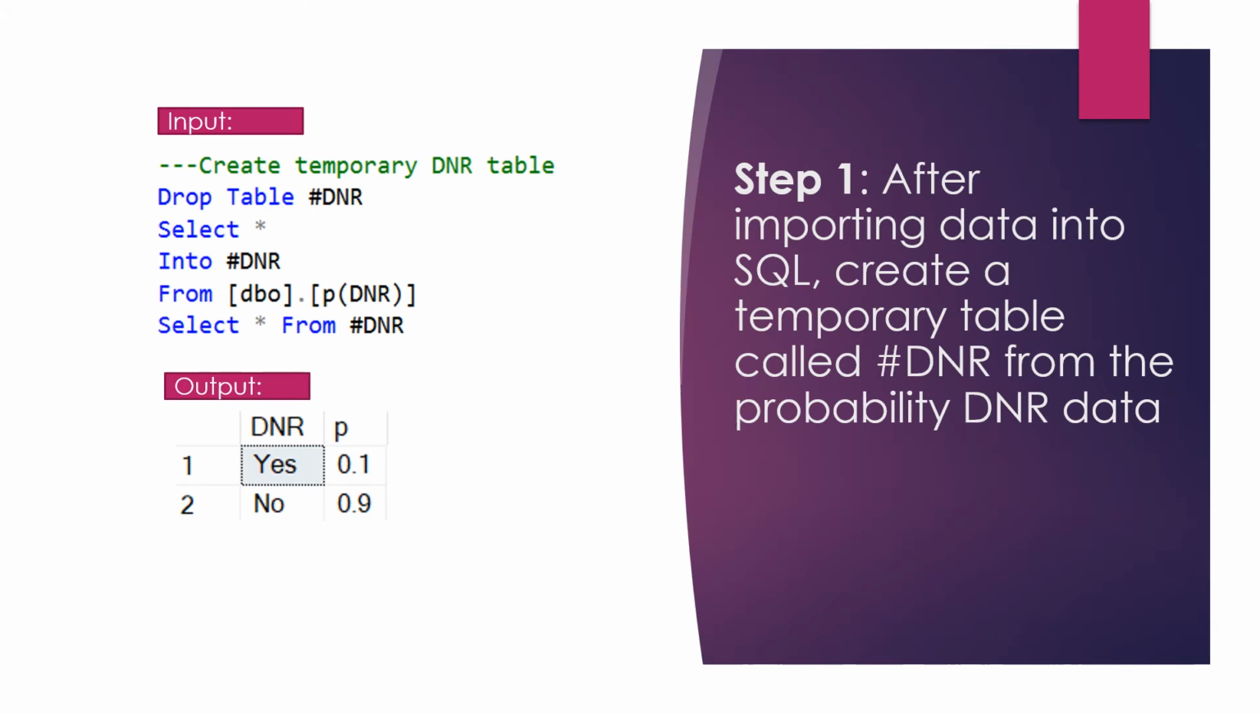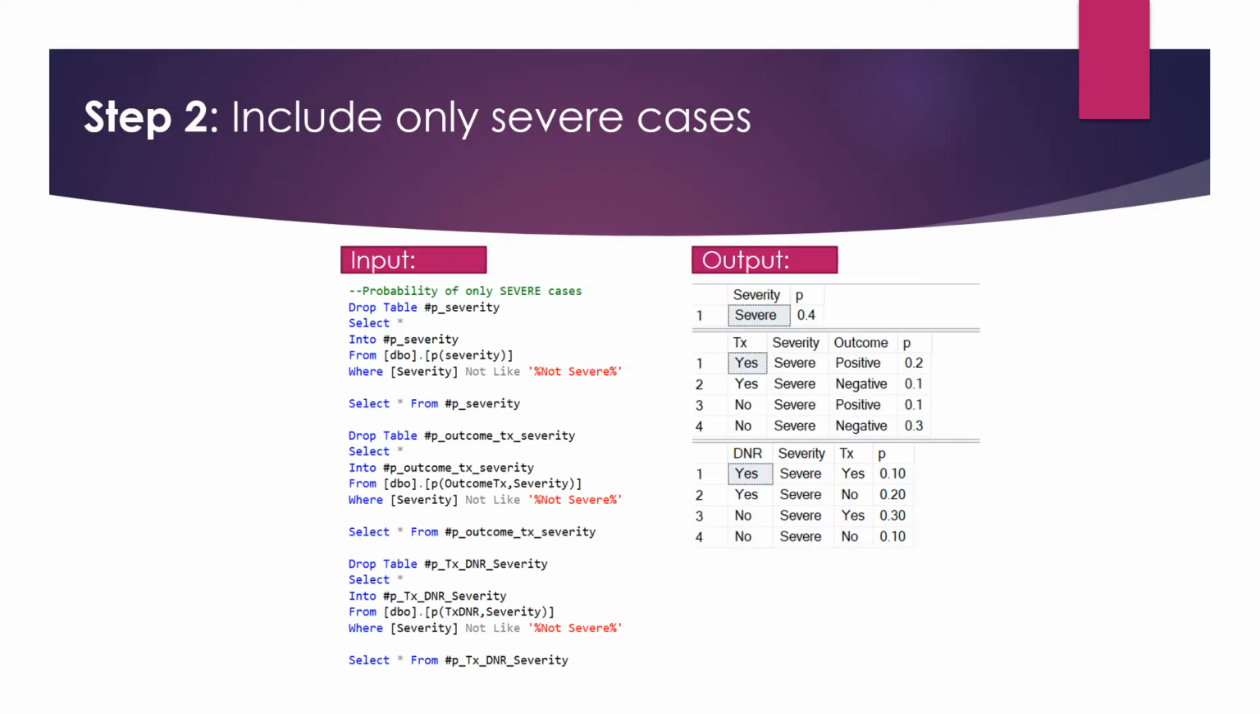After importing our 4 tables, which represented our 4 datasets, into SQL, we start off by creating a temp table called DNR using our originally imported probability DNR data. Secondly, we need to make sure we are only considering illnesses that are severe, so we condense our 3 tables, severity, outcome, treatment, to only show severe cases.